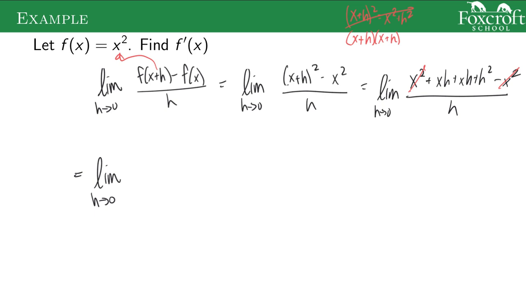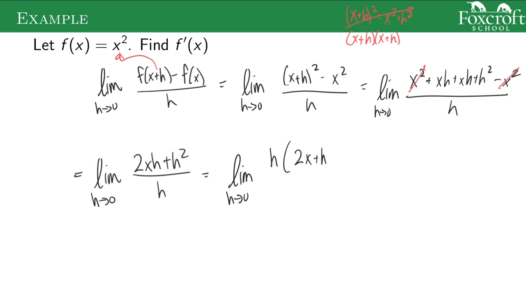I have xh, or actually 2 xh's on the top, so I'll write that. 2 xh's plus h squared over h. And here's why it's important when all the h's cancel out, because now on the top they all have an h, so I can factor out that common h to the front. If I pull out an h, that leaves behind a 2x plus h. And because I'm able to factor out that h, now I can cancel it.